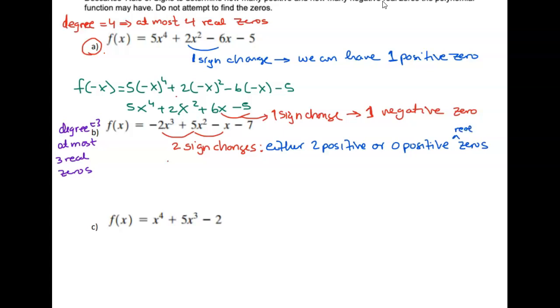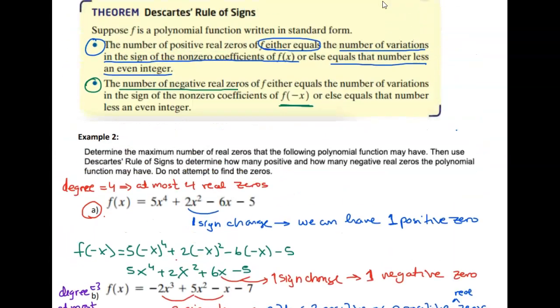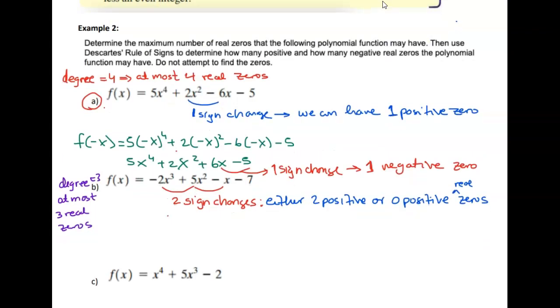All right? So this is where that funny bit comes in. Either equals or equals that number less than an even integer. All right? So it's possible to have 2 positive ones, but it's also possible to have 2 less. Okay? So if I subtract the first even integer, I get 0.